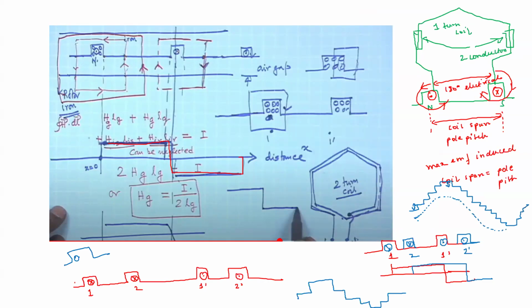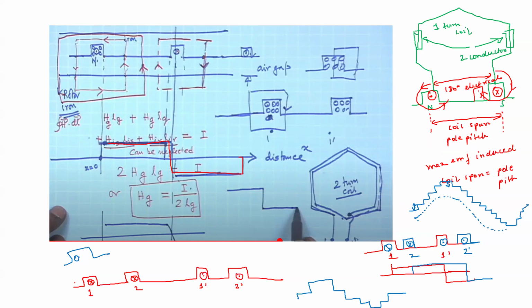Sometimes you may keep it at 160 degrees only, like you may place it in some other slot here. So we call that short pitched. Full pitched means that the coil is placed over 180 degrees, when your coil span is equal to the pole pitch, and you get maximum EMF induced.